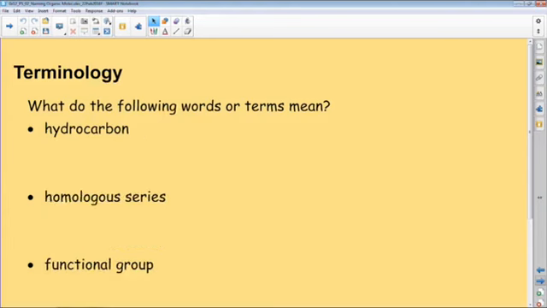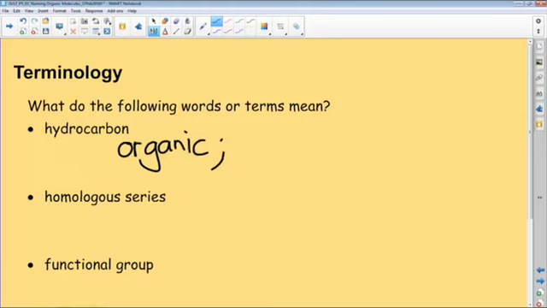So if we start with a hydrocarbon, this is when we recognize that this is an organic compound. Okay, so here the first thing is that we have to recognize that it's an organic compound. It's not just any compound that has carbons and hydrogen atoms. Okay, so a hydrocarbon is an organic compound that has only carbons and hydrogen atoms in it, okay?